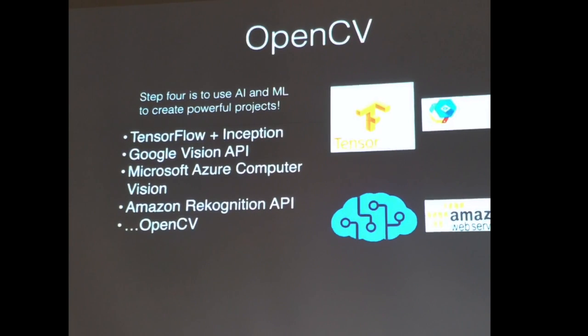Now, step 4. Really, up until now, what we've been talking about is more image processing. This step is what makes it computer vision. What you would be using is artificial intelligence and machine learning to create powerful products or apps.